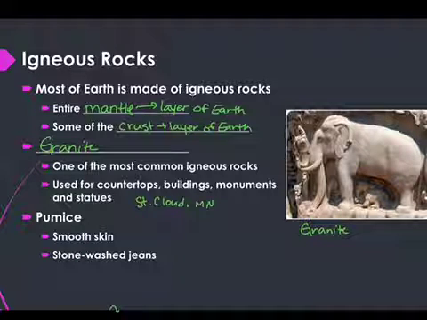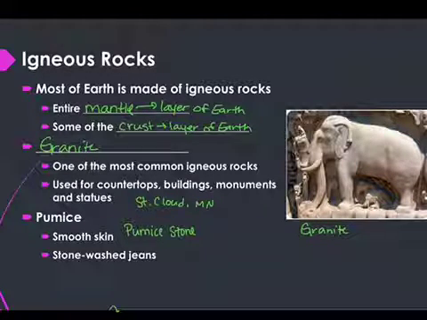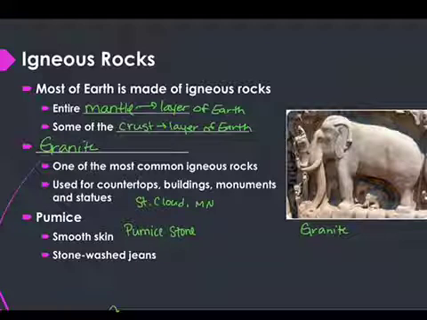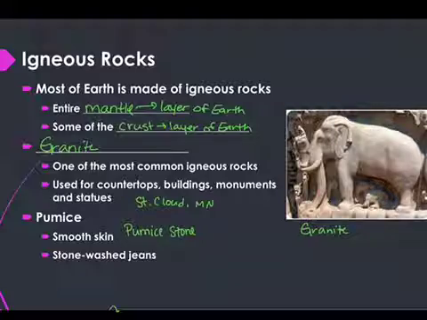Another very common igneous rock is called pumice. It can be used to smooth skin. Sometimes when you go to get a pedicure, a pumice stone will be used to rub off the dead skin off your feet. And it's also used for making your jeans have that stone-washed look. Pumice stones get put into giant washing machines with brand new jeans, and they get tumbled around, and you get this stone-washed or faded look because the pumice actually tears apart some of the fibers in the denim.